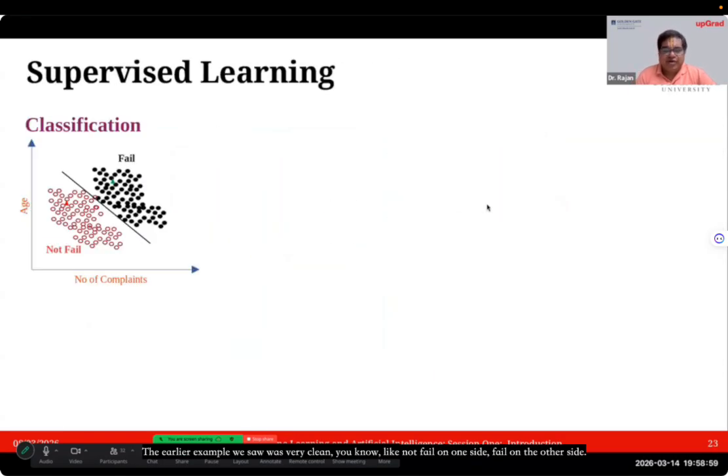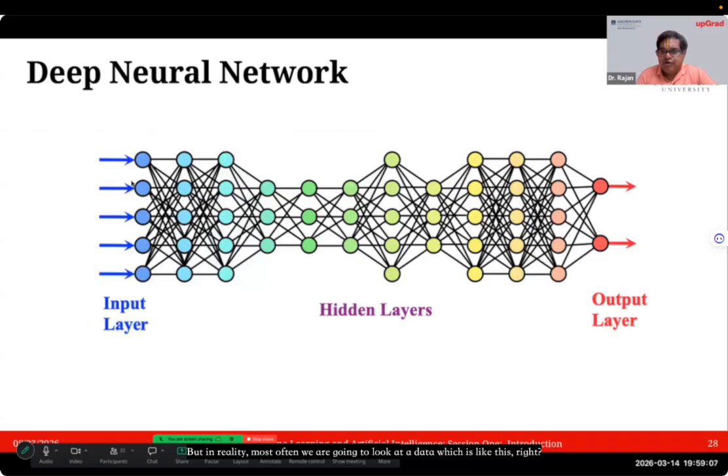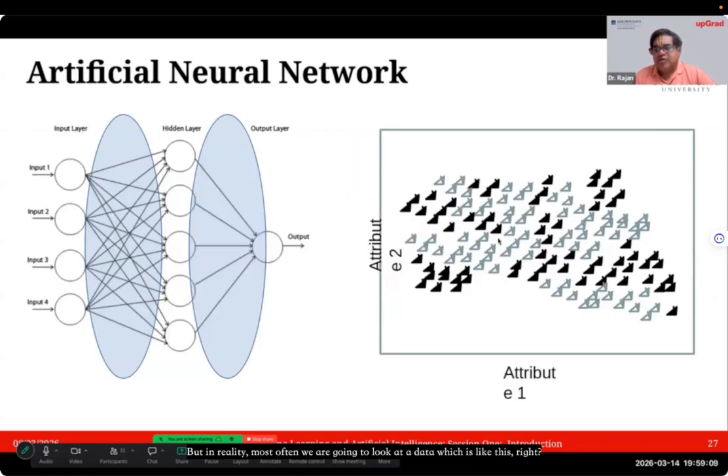The earlier example we saw was very clean, like pass on one side, fail on the other side. But in reality, most often we are going to look at data which is like this, right? Classical machine learning techniques cannot deal with such data, but a neural network can. That's the power of neural networks. How they do it, I'm not going to talk about, but they can do these kinds of tasks and much more complex tasks. I will just leave it at that.